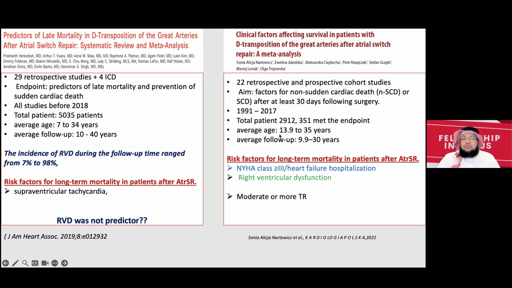So with these two studies, there is a contradicting finding: some of them said the right ventricle dysfunction is a predictor, while the others did not find the right ventricle dysfunction to be a predictor. So this tells us that this topic and this substrate of disease is not well studied and not fully understood. It needs a lot of work and a lot of trials to find the predictors and to establish a risk score for those patients.